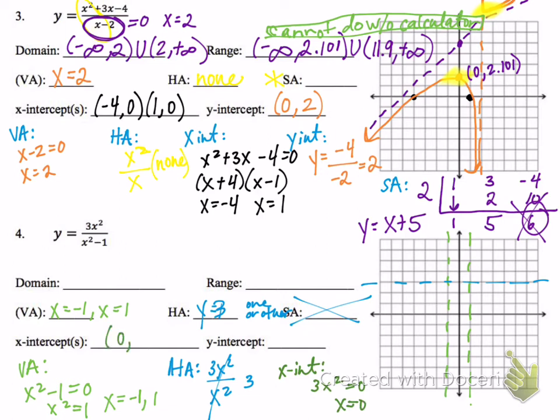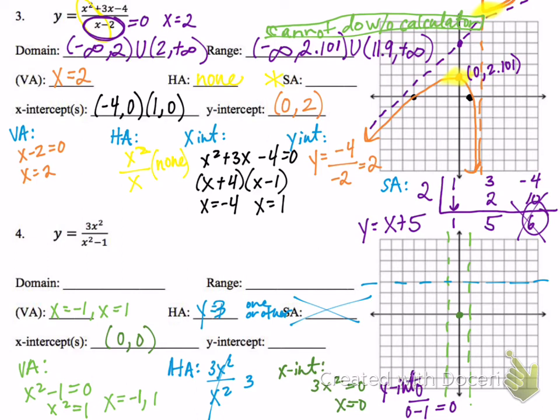So I have 0, 0. Going to put a point there. My y-intercept, I set x equal to 0. And so I get 0 over 0 minus 1, which is also just 0. So that is for y-intercept.